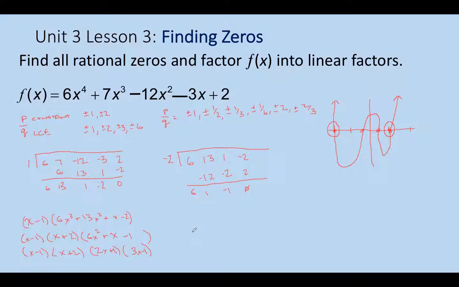And so my solutions wind up being x equals 1, negative 2, negative 1/2, and positive 1/3, which of course are all options up here. And of course you can see them here on the graph as well. So that is how you would solve any polynomial function. Next time we'll be using all of this information to help you graph.